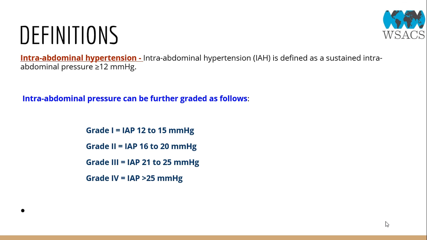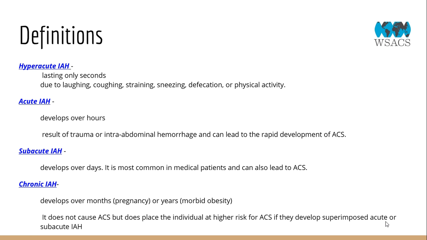Intra-abdominal hypertension is defined as sustained intra-abdominal pressure more than 12 millimeter of mercury. It is graded into four: grade 1, 2, 3, and 4. Grade 1 is intra-abdominal pressure between 12 to 15 millimeter of mercury. Grade 2 is between 16 to 20 millimeter of mercury. Grade 3 is 21 to 25 millimeter of mercury, and grade 4 is more than 25 millimeter of mercury.